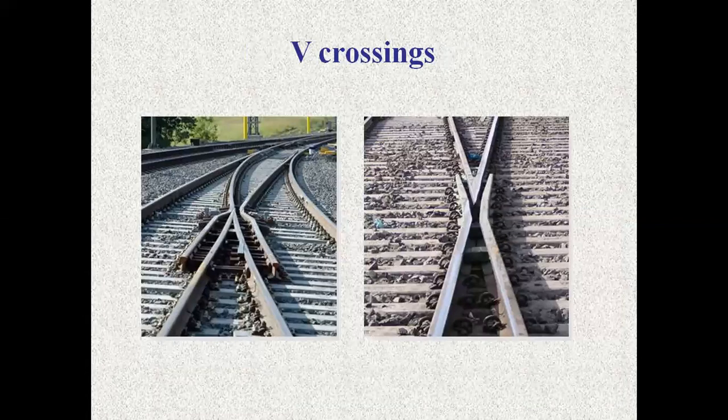V crossing: here this is the frog, and this is the V crossing. This is the frog length, which we can observe from here to here. There is a heel block provided in this place. Heel blocks are provided to maintain the gaps between these rails, and this is the V crossing.